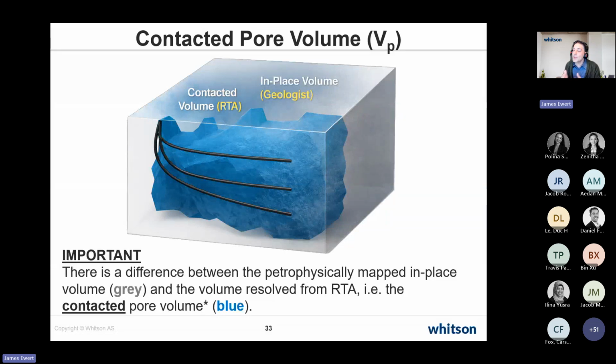RTA gives us a sense of what the contacted volume is, and contacted volume is always lower than in-place volumes. Now, this matters because the recovery factors we would calculate based on contacted volume will be a lot higher than what our geologist friends would calculate based on in-place volumes. And so when you're talking to other reservoir engineers and you're talking about contacted volume, that's great.